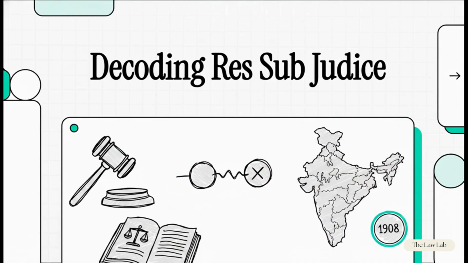Today, we're decoding a really fascinating mechanism tucked inside the Indian judicial system. It's an absolutely crucial rule to prevent the total chaos of parallel lawsuits. Specifically, we're looking at Section 10 of the Civil Procedure Code of 1908. You'll often hear legal folks refer to this by its doctrine name, Res Sub Judice.